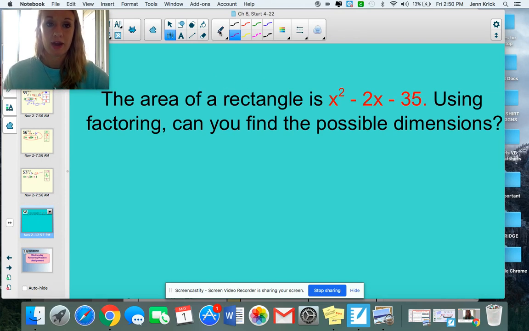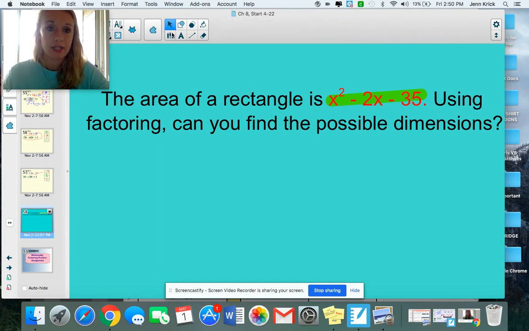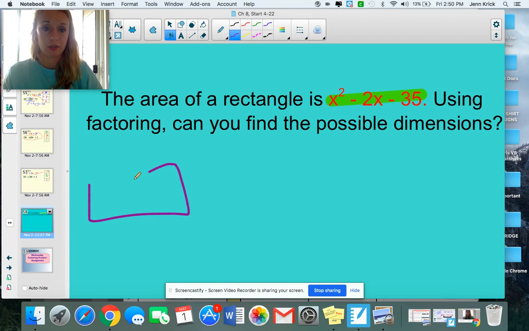You might be given a problem that's asking, all right, we know that the area of a rectangle is x squared minus 2x minus 35. Using factoring, can you find the possible dimensions? Okay, let's bring some meaning to this problem. We know that we're working with a rectangle, okay, and we're talking about the area. We know that the area formula is length times width. Wow, yikes. Length times width.